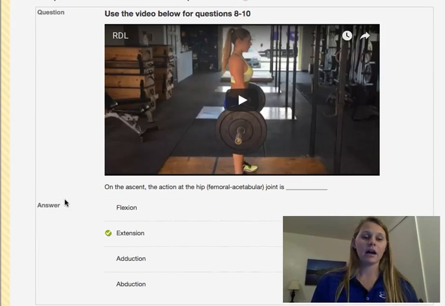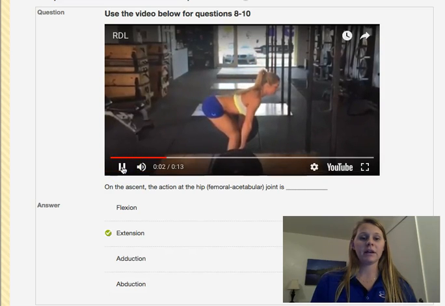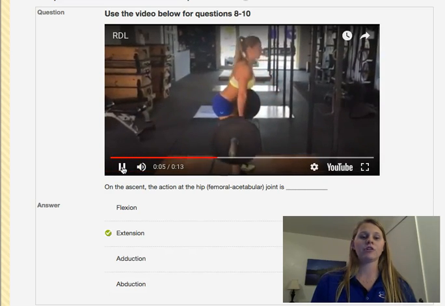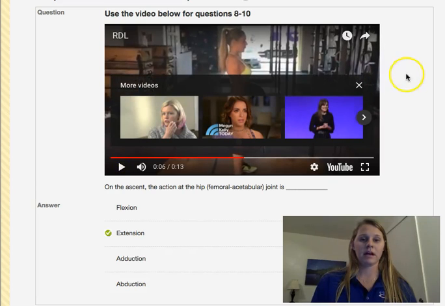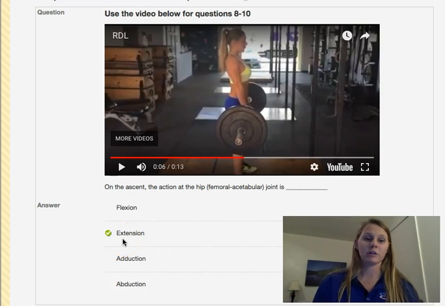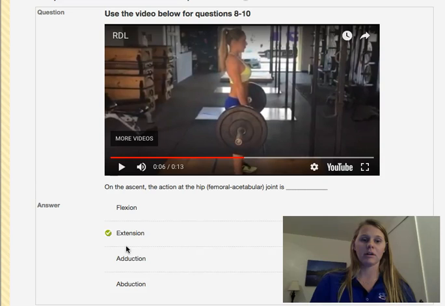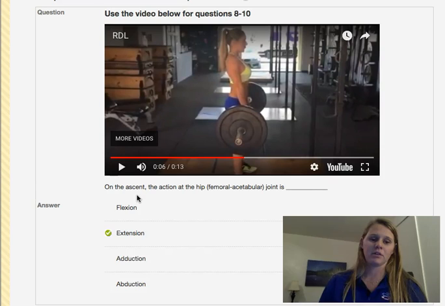Question 8. On the ascent, the action of the hip joint is extension. So let's watch this video. She's descending right now, and now she's ascending. Alright, so the action at the hip joint as she ascends is extension. This goes back to question 1 when we were talking about our squat. She's clearly doing an RDL here, and she's extending as she comes up, okay? Flexing would be completely different. She's coming down. It's asking about the ascension, which includes extension, whereas if she's coming down, she's flexing.